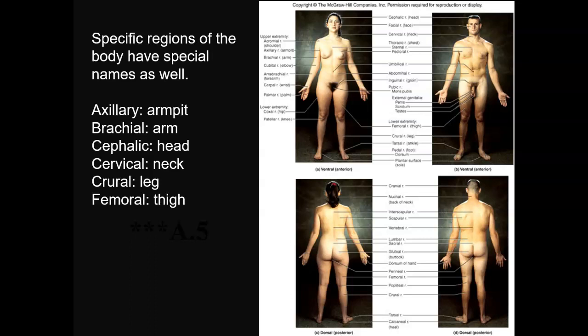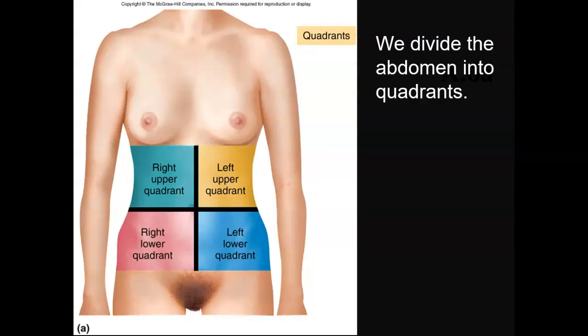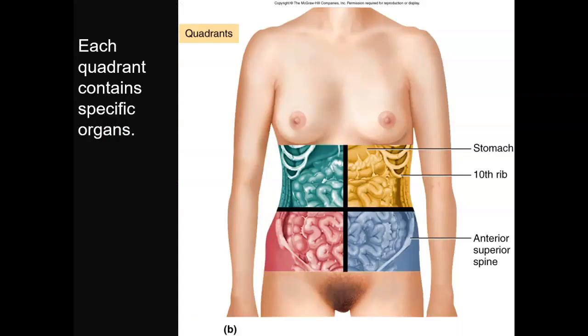Specific regions of the body get special names as well. Axillary and brachial. Again, I don't expect you to just memorize these. It's not essential in that way. You get to that point through using the terms repeatedly. And some of them you'll use more than others. The abdomen is often divided into quadrants, each quadrant containing specific organs.